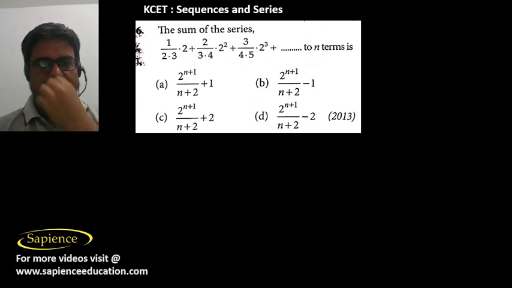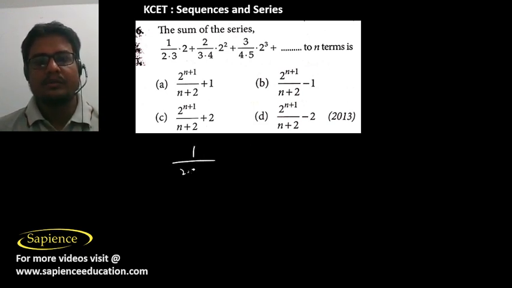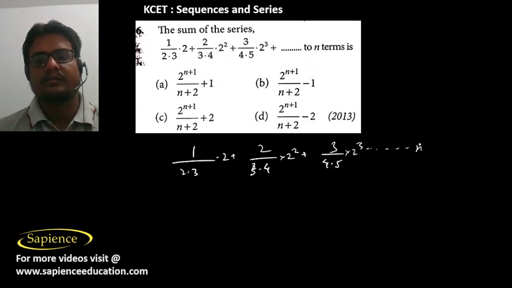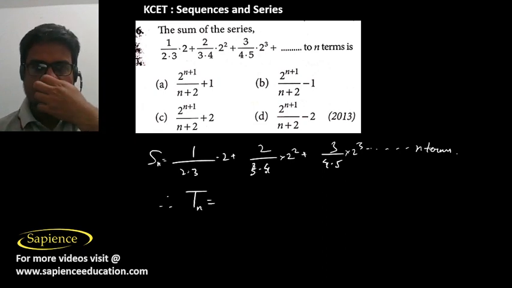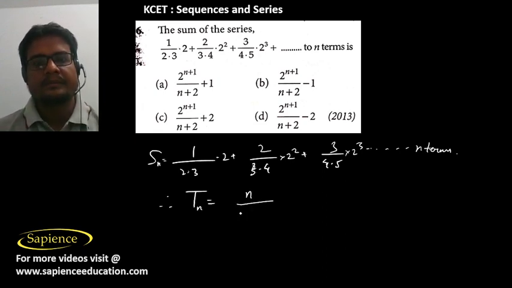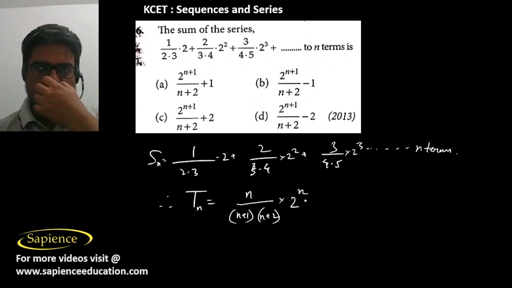Then here we have to find the sum of the series: 1 by 2 into 3 into 2, plus 2 by 3 into 4 into 2 square, plus 3 by 4 into 5 into 2 cube, up to n terms. This sum we have to find. So now therefore the nth term can be written as n by (n plus 1) into (n plus 2) into 2 raised to the power n.